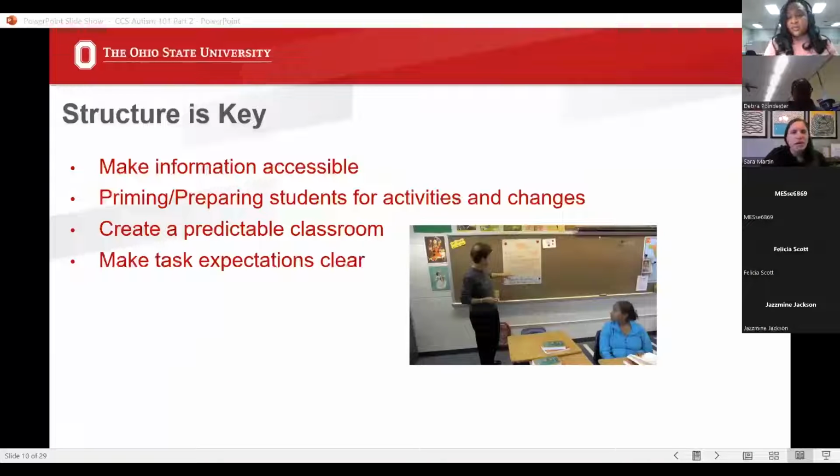So structure is key to supporting most students, but especially those on the autism spectrum. Teaching students on the autism spectrum requires a supportive learning environment. And this begins with making the information accessible and explicit for them.